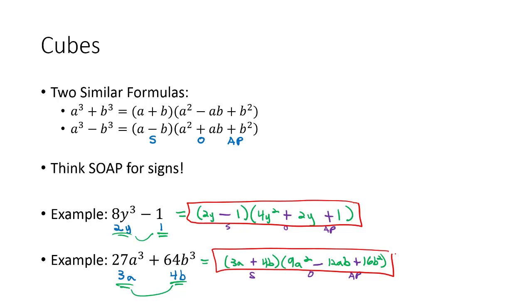27a cubed plus 64b cubed is 3a plus 4b times 9a squared minus 12ab plus 16b squared.